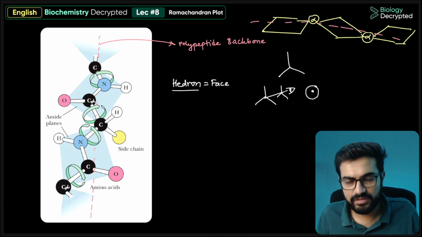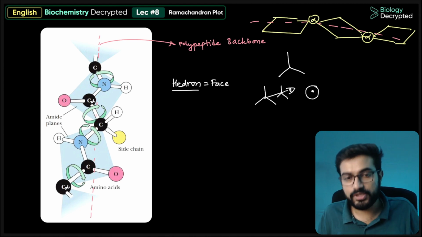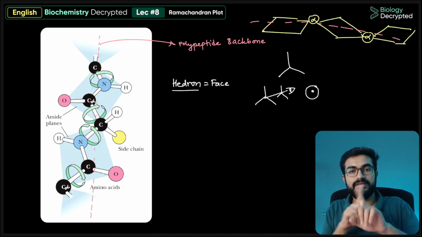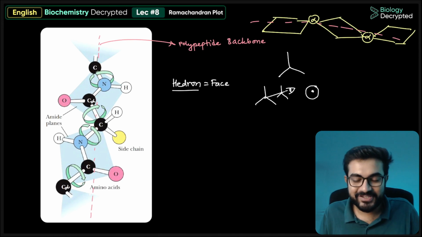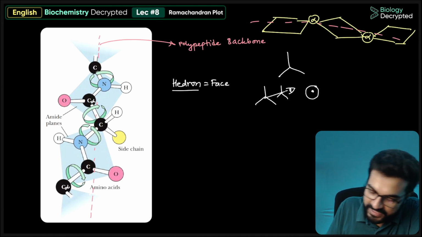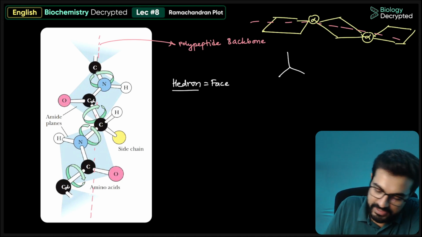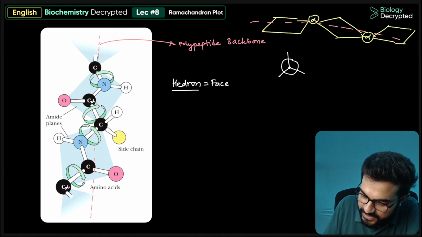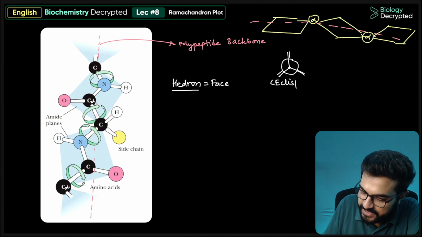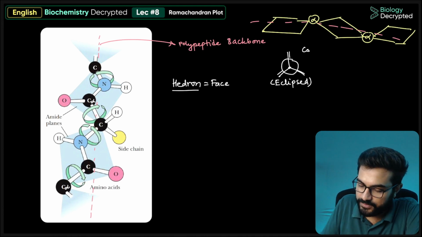you can call it an eclipsed conformation. Because eclipsed, what does this mean? Eclipsed simply means that one is behind the other, like solar eclipse, lunar eclipse, right? So this is how you actually draw it. And how do we represent it finally? Well, this is how we represent it. This is present just behind it, and therefore this is the eclipsed conformation.